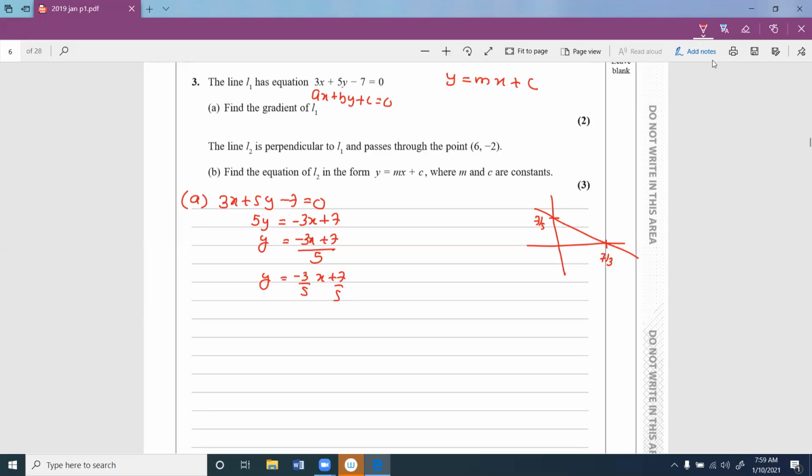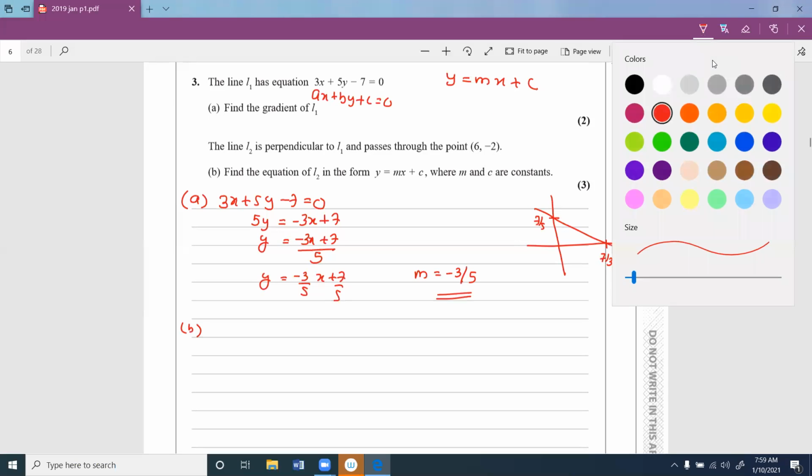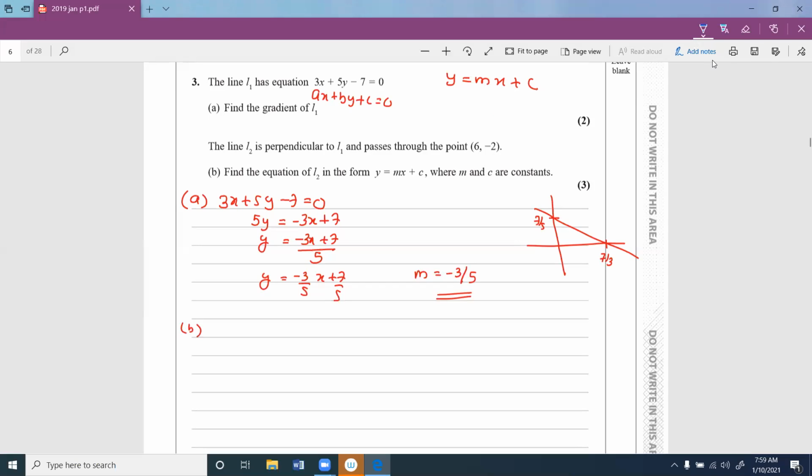Then part B. So here the gradient is how much? You can write gradient is equal to minus 3 over 5. Okay, that's the answer for that. The line L2 is perpendicular to line L1 and passes through the point (6, minus 2), right? So you can see there's a second line, it's perpendicular to this. Then it passes through the point (6, minus 2).